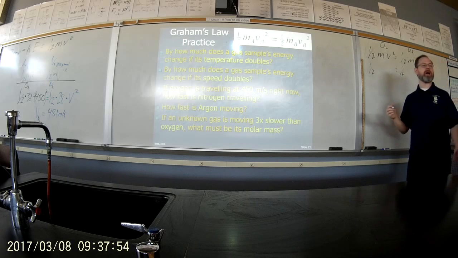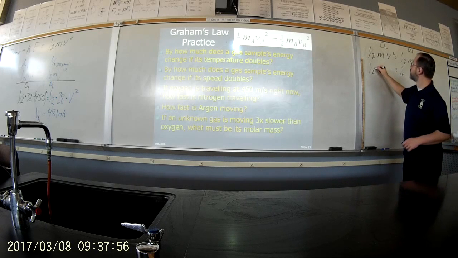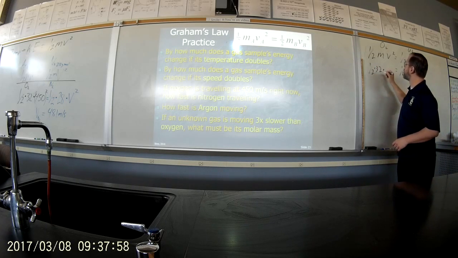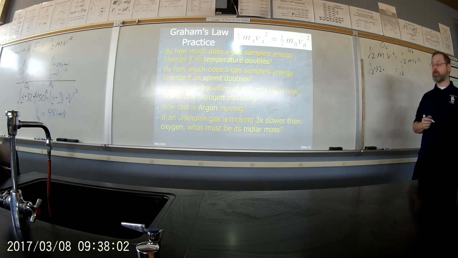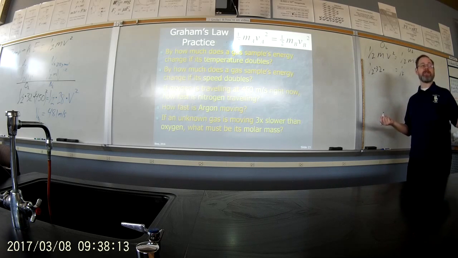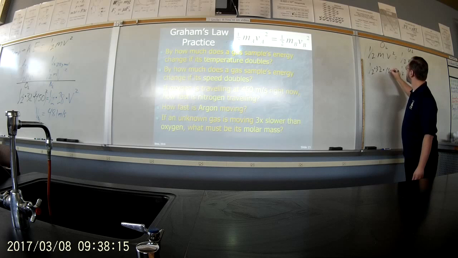What's oxygen's molar mass? 32. How fast is oxygen moving? You want it to be 450? I mean, we can make it 450, but the great thing about this is we can make it anything we want. No, we can't make it go 0. 10? We'll make it 10. 10 squared.